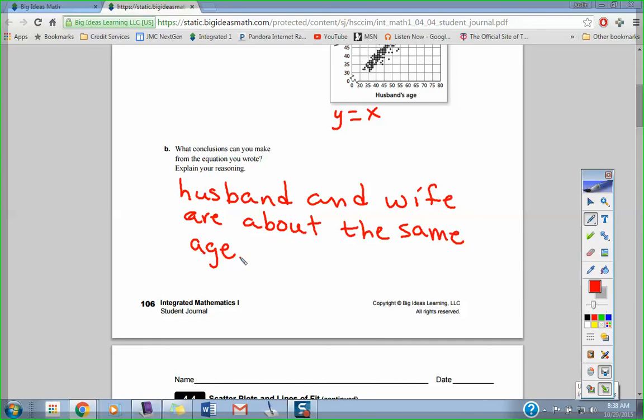Husband and wife are about the same age. So, questions on that first page below. You understand how I drew a line of fit in there? Once I got that line of fit in there, do you understand how I came up with an equation for that line of fit? What do we have to find first? Slope, and then use a point in point-slope form and write your equation. Once you have your equation, then you can start answering some questions.